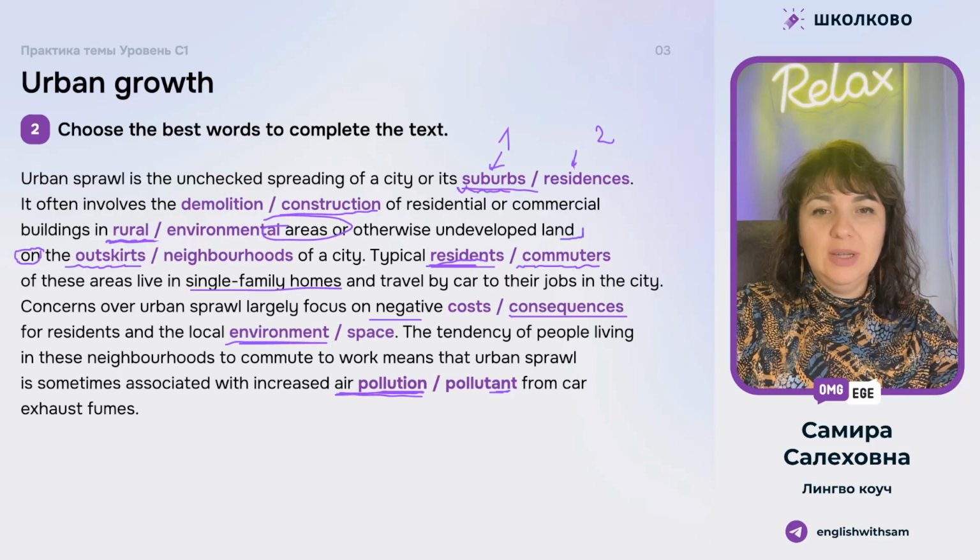So here we have land, and land is undeveloped.